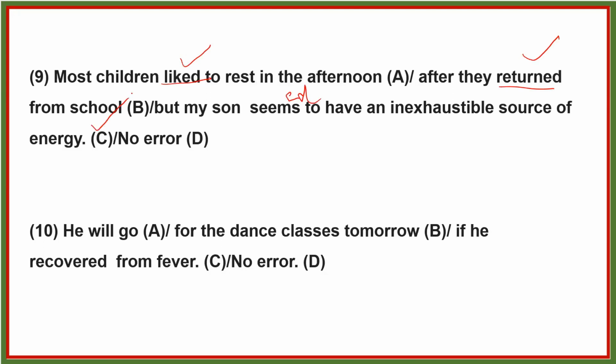So see the 10th question. He will go for the dance classes tomorrow if he recovered from fever. As I have told just now in the very first question, generally if there is an if condition, if in one part will is there, then in the second part definitely the present form of verb should be there. Suppose there is would, then in the second part the verb should be in past. So here the error is in part C.